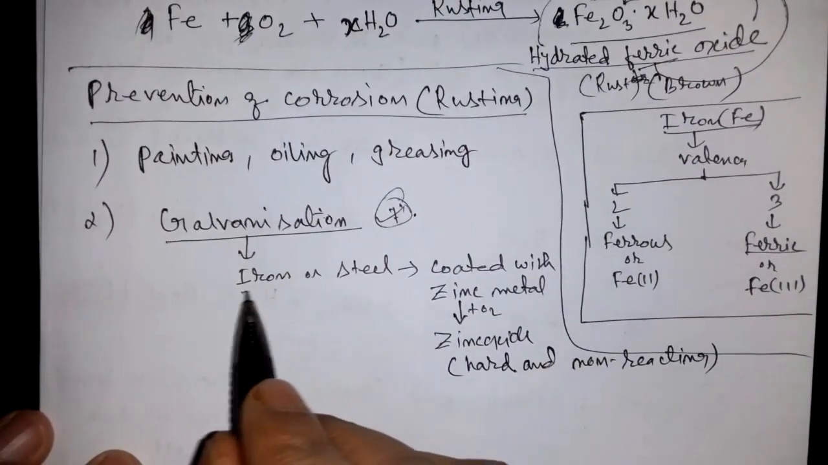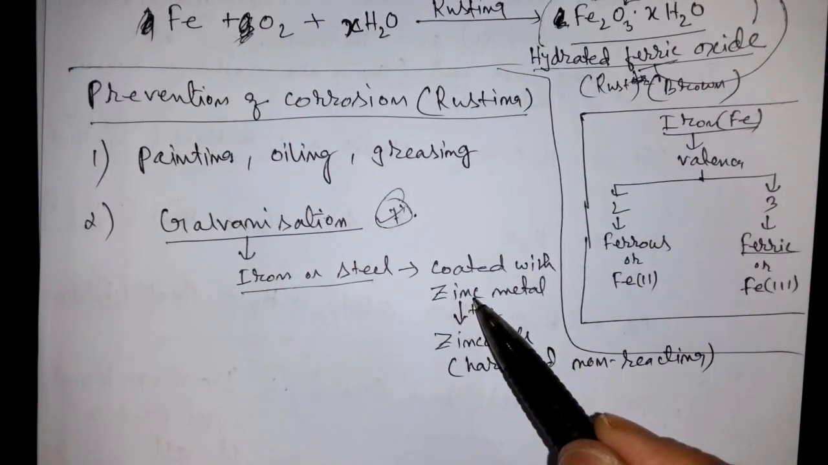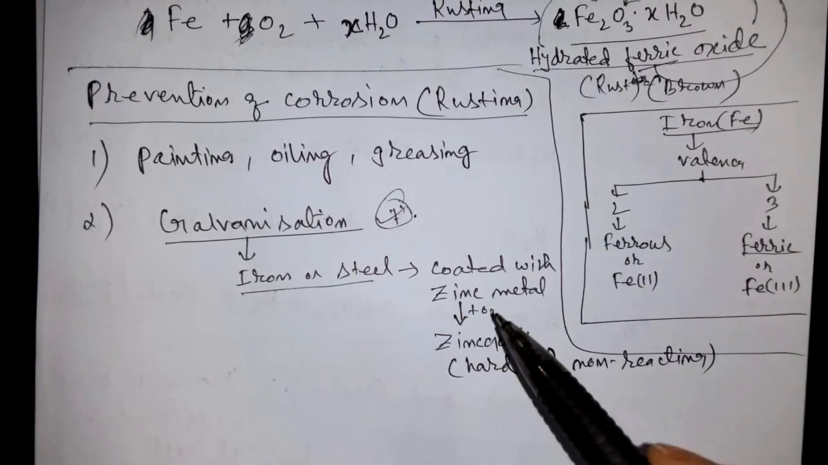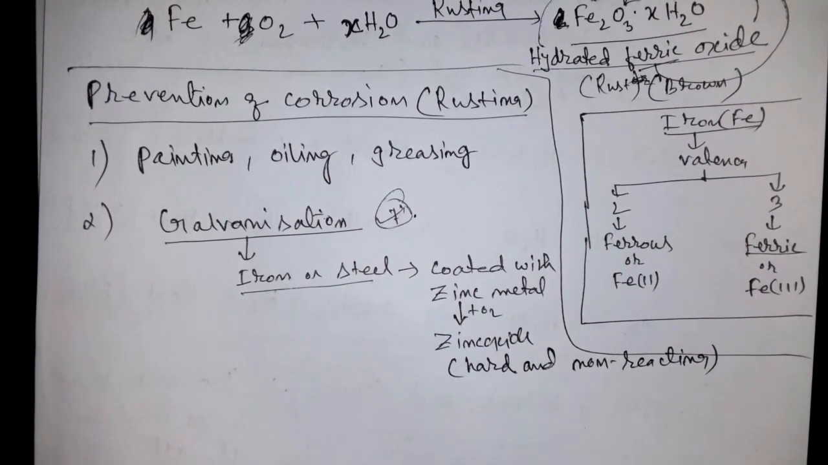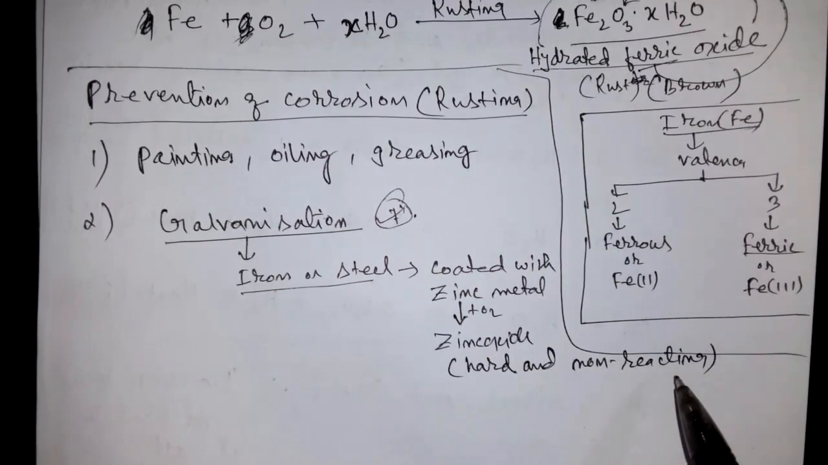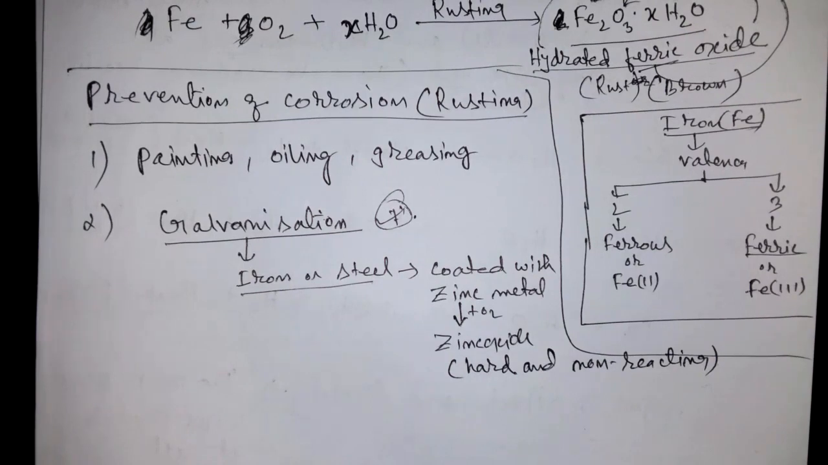So in that way, iron or steel is protected by covering it with a reactive metal like zinc. It does not mean that zinc will not undergo corrosion, but when zinc undergoes corrosion for the first time, it becomes zinc oxide, which is hard and non-reactive. So this zinc oxide layer will protect the inside zinc and the inside iron or steel.